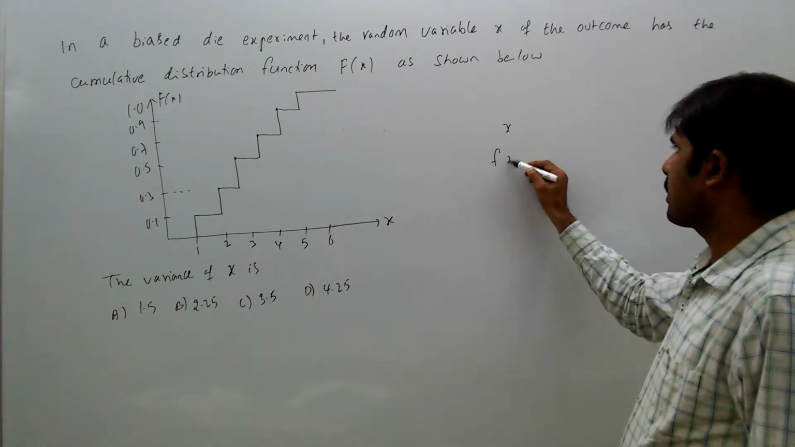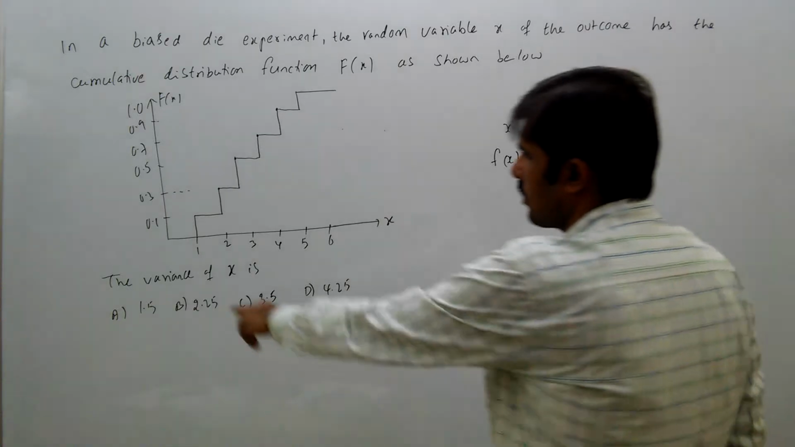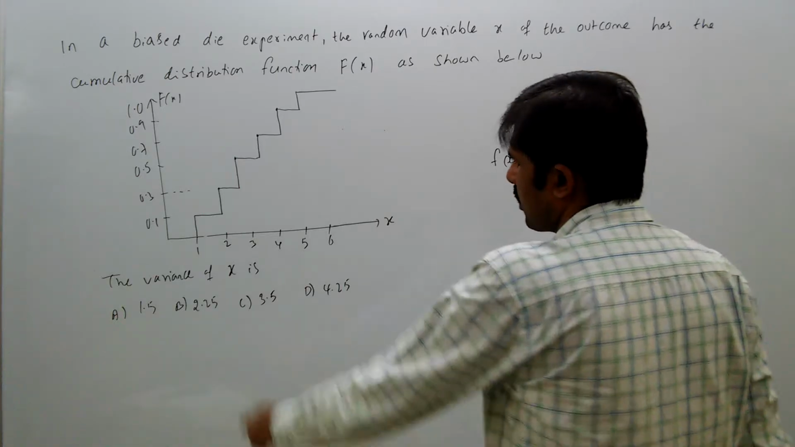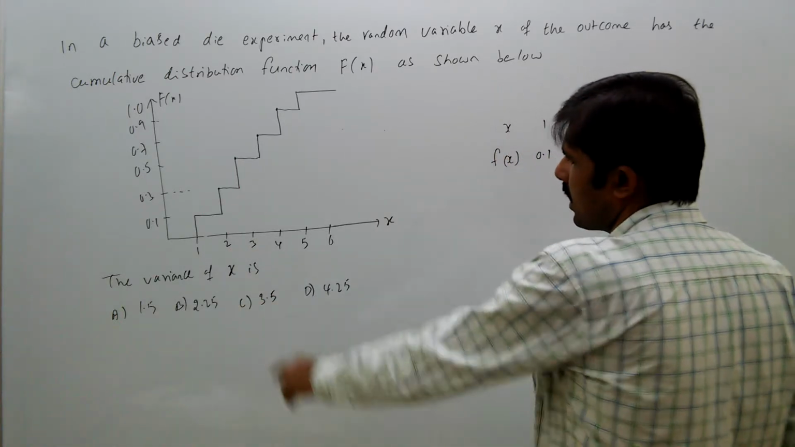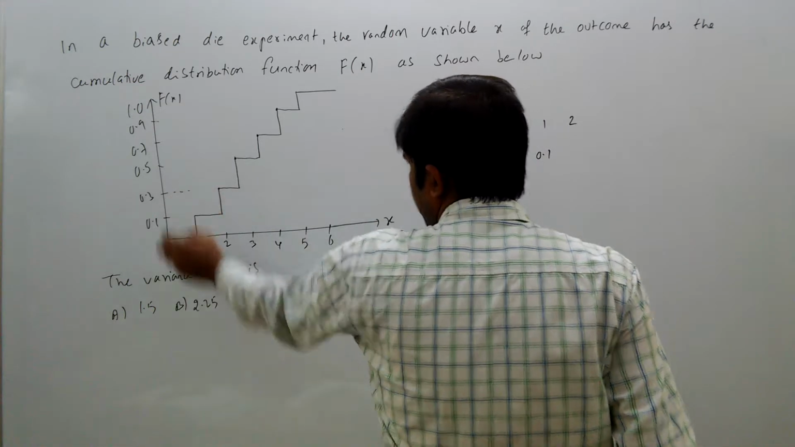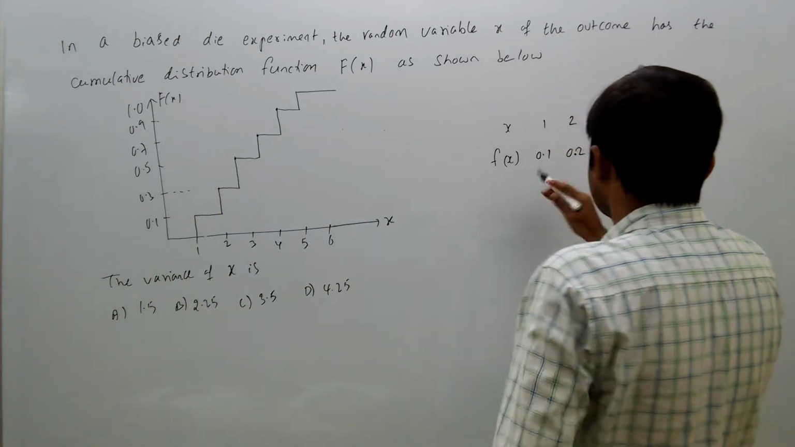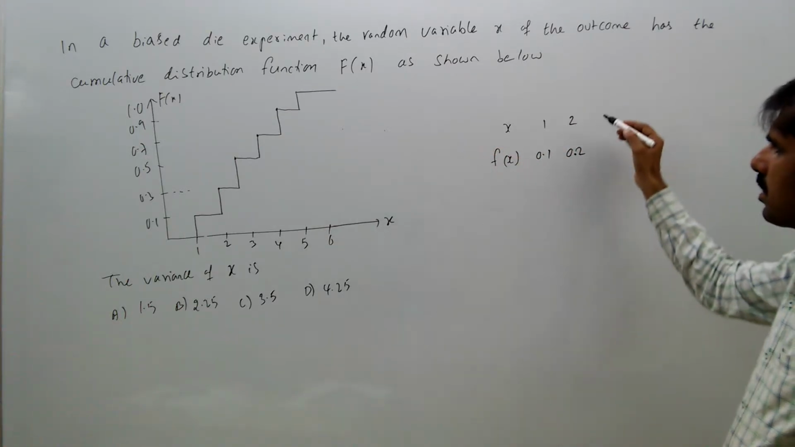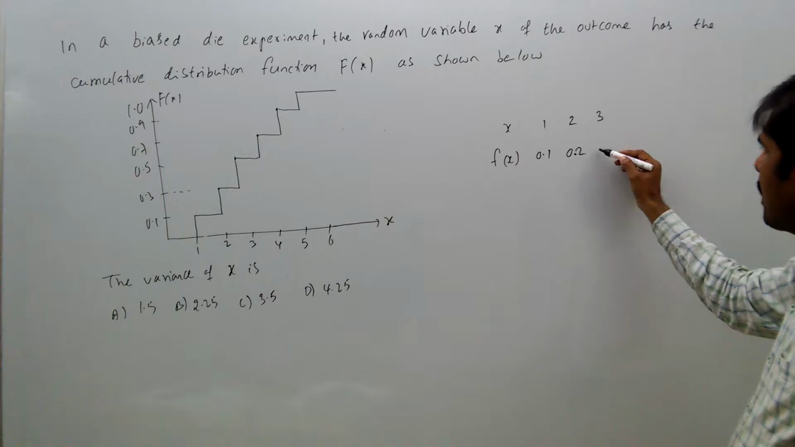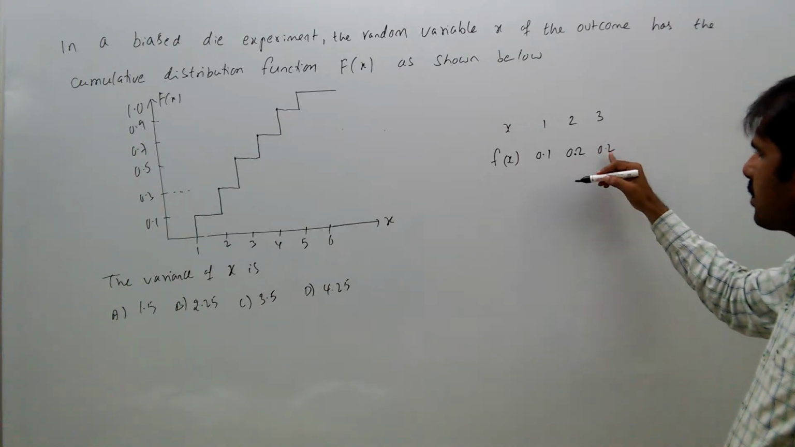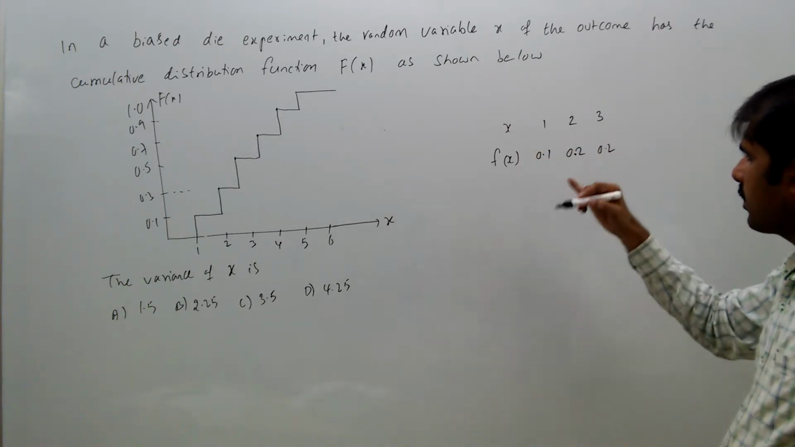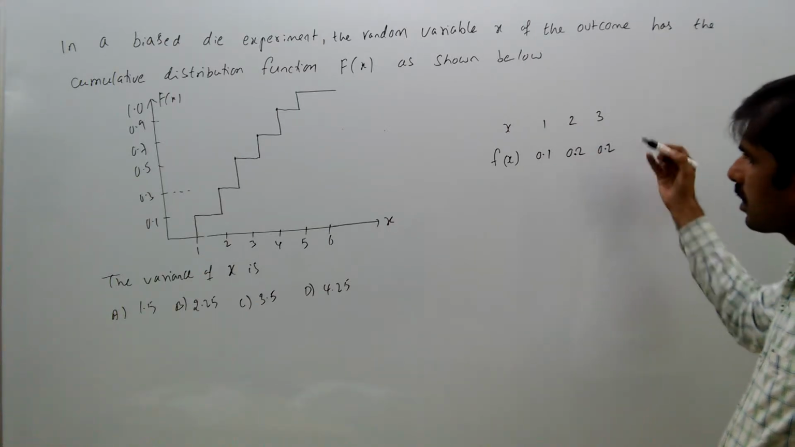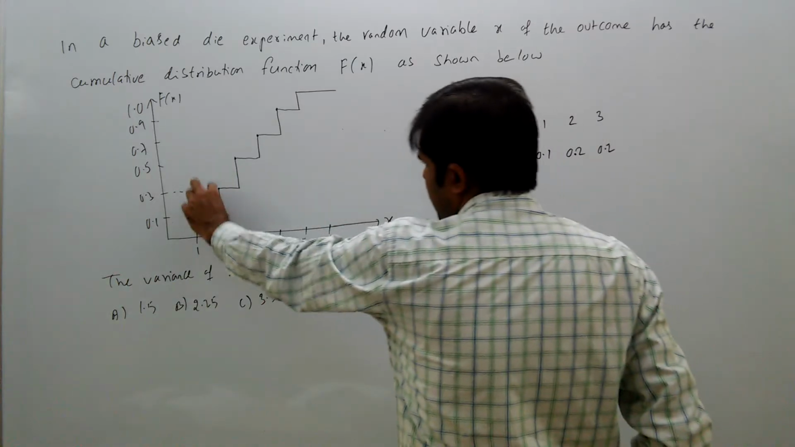Now we will see x, f of x, small f of x. X 1 means probability 0.1, 2 means probability, see, 2 to 1 difference is here 0.2. If you add 0.1 with 0.2, then you will get 0.3. That is the cumulative actually, 0.3. Then 3, it is 0.2. 0.3 plus 0.2, 0.5. That's why cumulative is 0.5. So individually for 3, it is 0.2. That step, whatever increment is there, that is the probability.